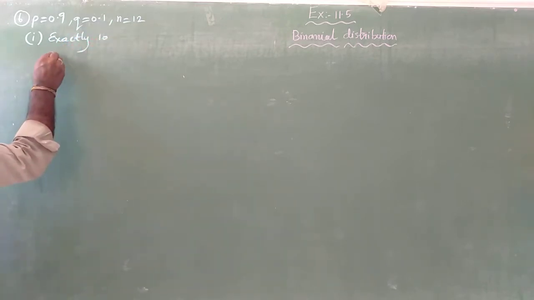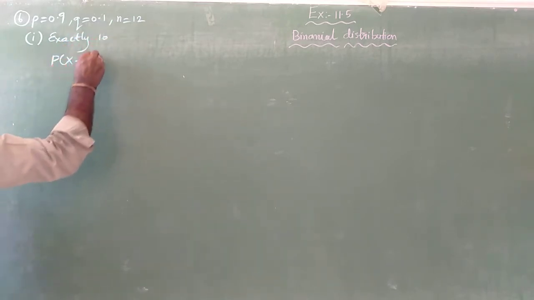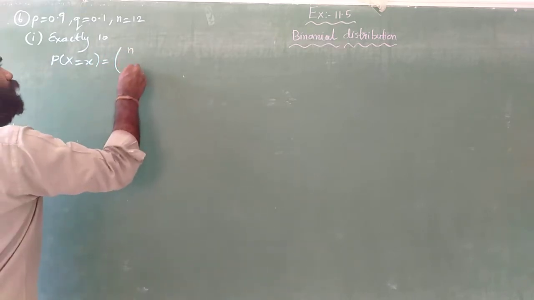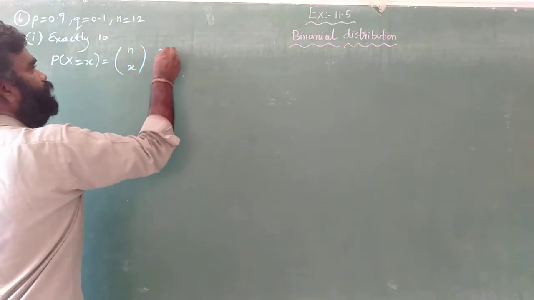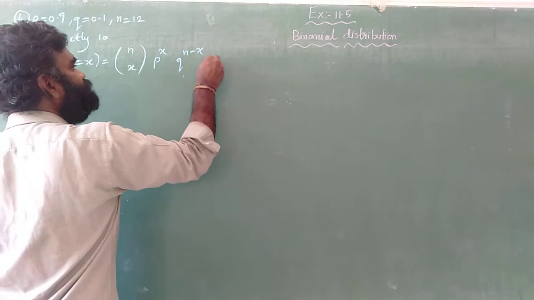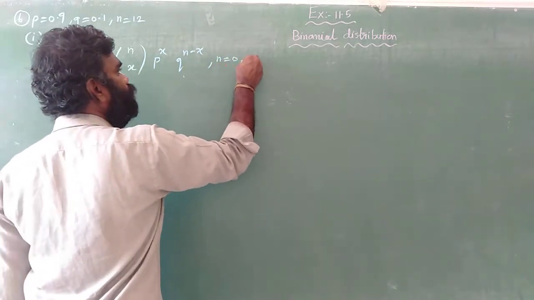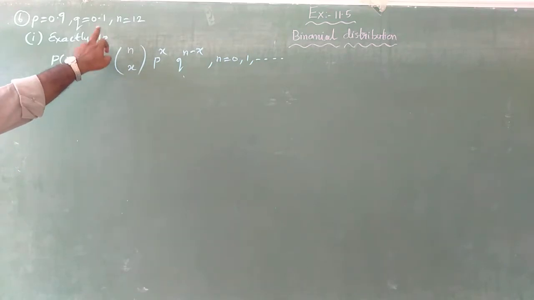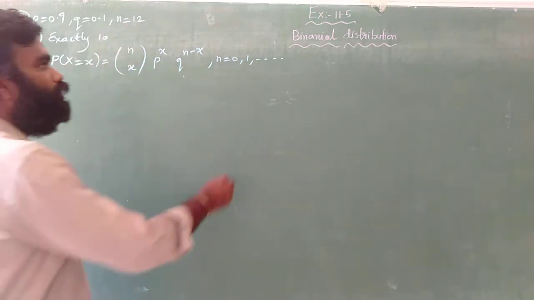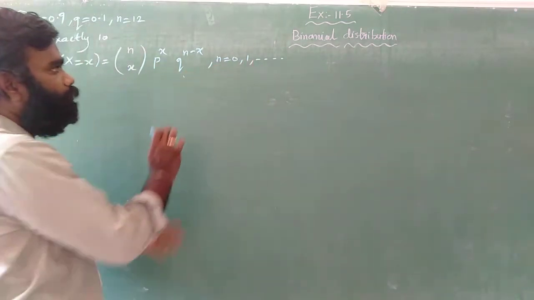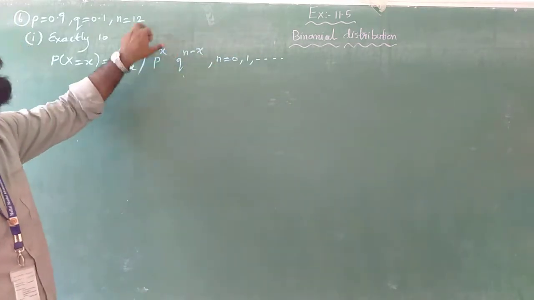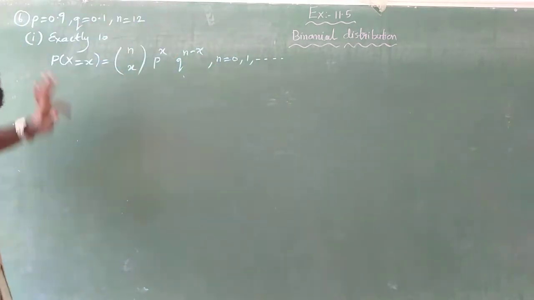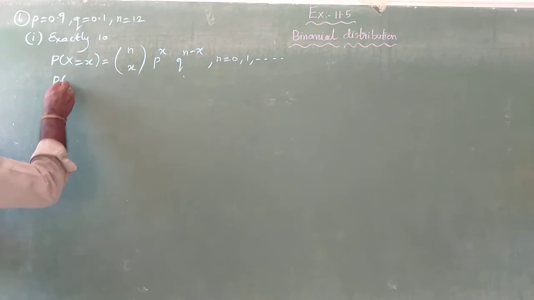Exactly 10. So first take the formula: P of x is equal to nCx, P power x, Q power N minus x, where x is equal to 0, 1 and so on. For the general formula we can go on, but here N is 12, so we can put up to 12 only. First apply this for exactly 10.